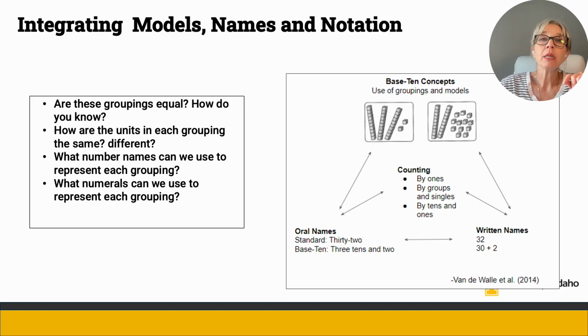For example, given a grouping of 2 10s and 12 ones, and a grouping of 3 10s and 2 ones, what questions could you ask students? Are they equal? How do you know? How are the units in each grouping the same or different? How can we count these quantities? What number names do we use to represent each grouping? What numerals do we use to represent each grouping? By working through these types of questions, students comprehend how digits, positional number names, and units give meaning to each other.